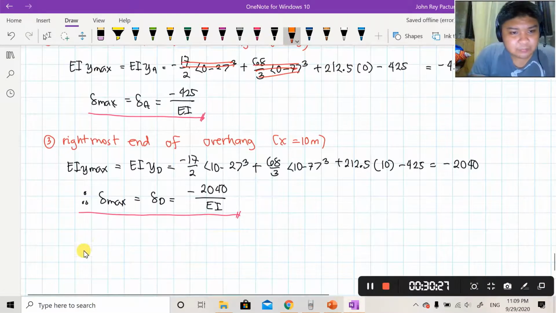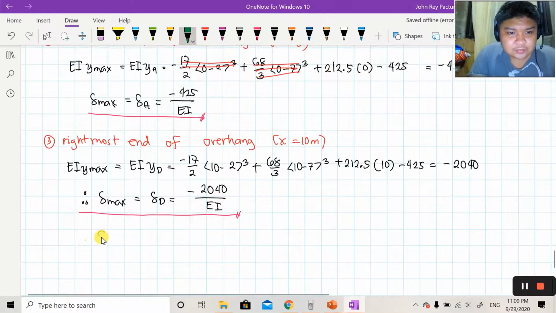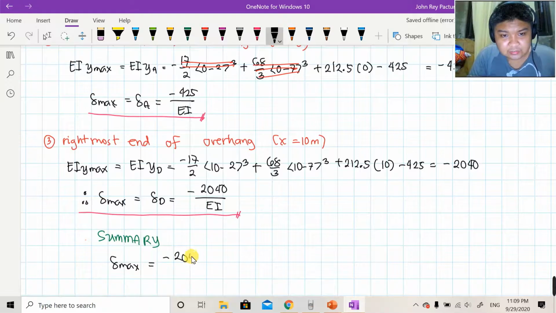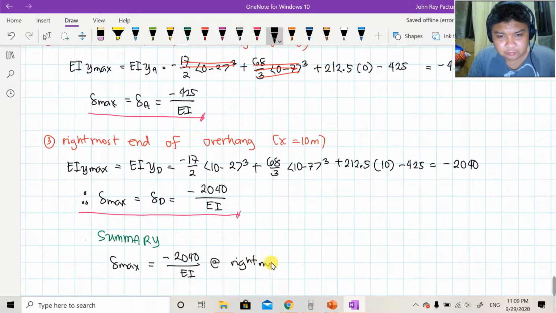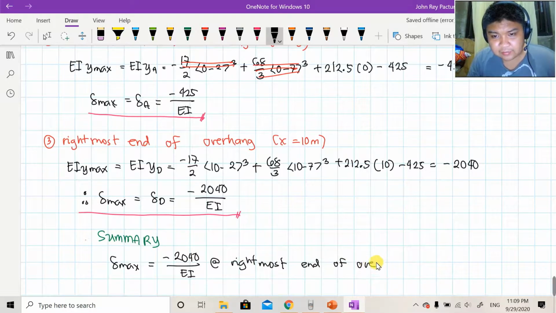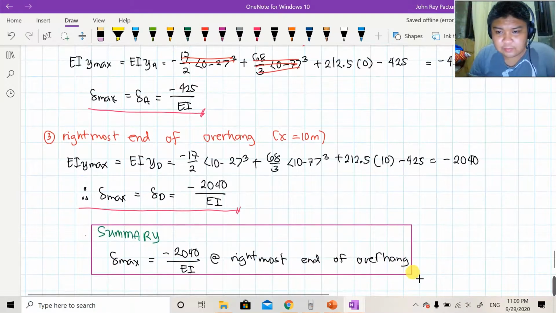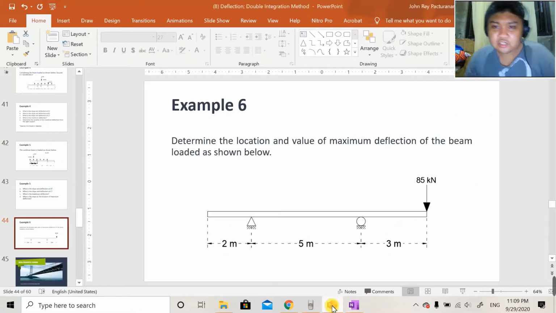So to conclude this problem, class, let us write the summary. Our maximum deflection is of course negative, which means it is below, and its location is at the rightmost end of the overhang. Because that was the only question, right? What is the maximum deflection of the beam? So, okay, we now have the answer for this problem.